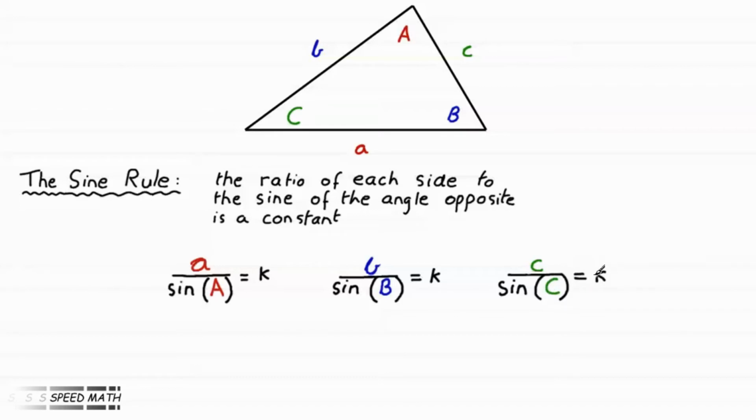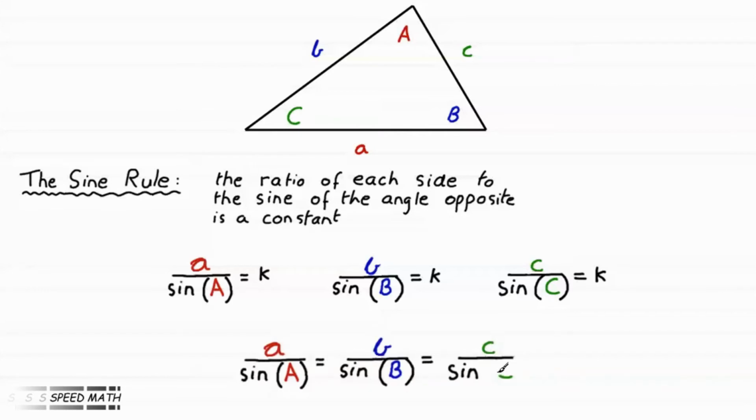The ratio of the side to the angle is the same in each case. a over sine A equals k, b over sine B equals k, and c over sine C is equal to k. Now, eliminating the k by making the equations equal to each other, it follows that a over sine A is equal to b over sine B, which equals c over sine C.